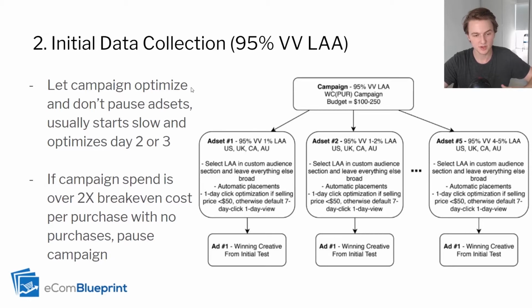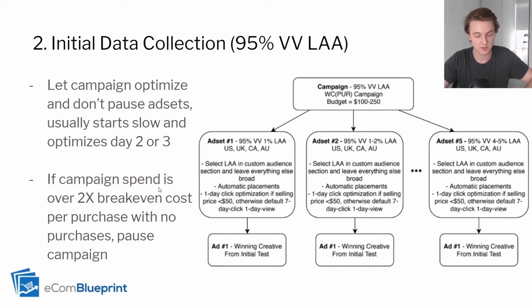So you want to let this campaign optimize. You don't want to pause any ad sets, because campaign budget optimization, that's the point of it, is automatically going to find the best ad sets within the campaign to target. So you don't need to pause any ad sets. You just need to let Facebook get some data and optimize, and over time it'll automatically decide if it should spend towards a bad ad set or not. And so just let it optimize. Don't pause ad sets. Usually it'll start slow and it'll optimize on day 2 or 3.